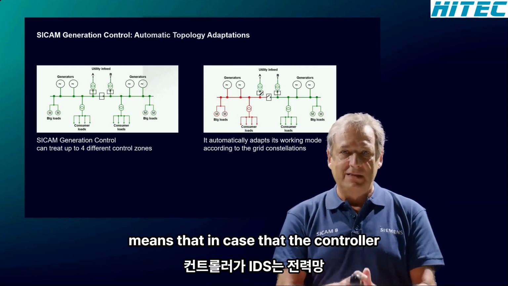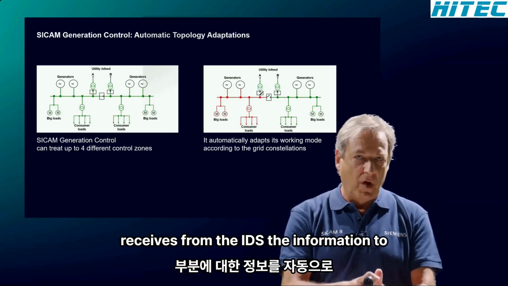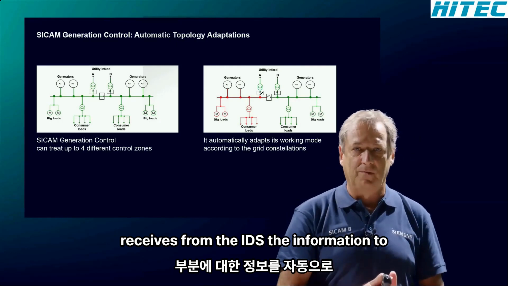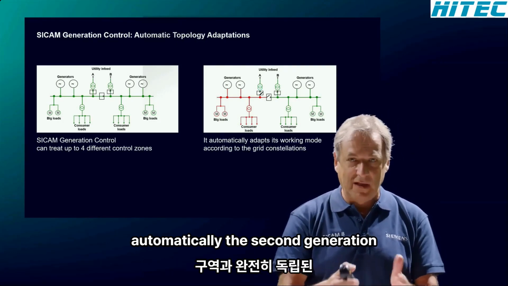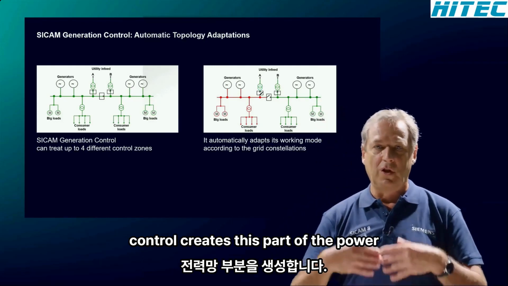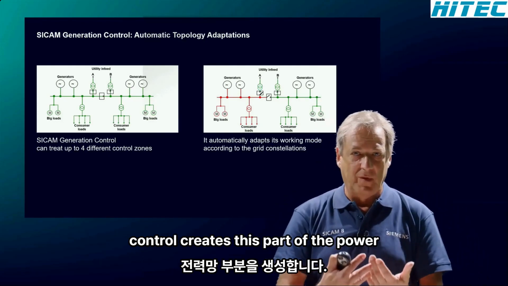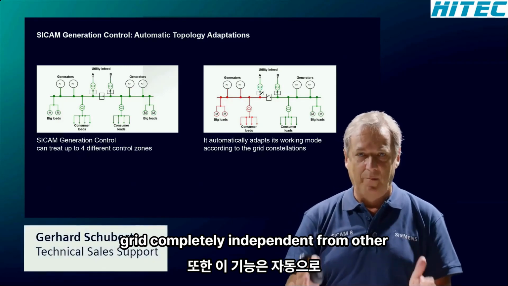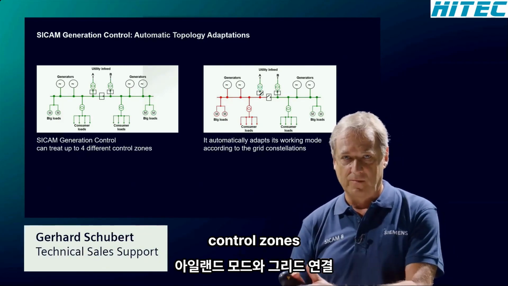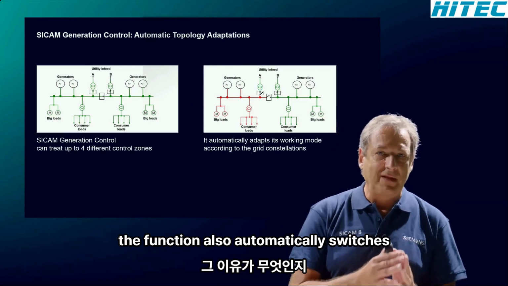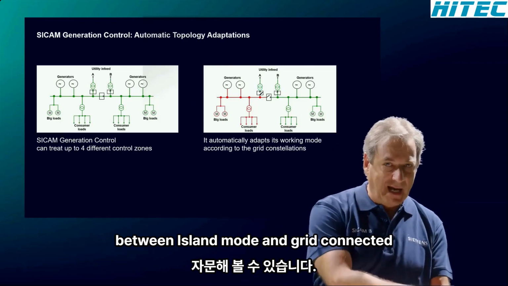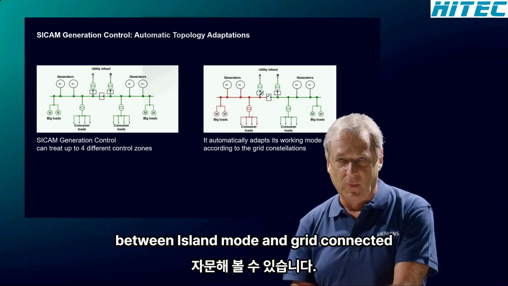This means that in case the controller receives from the IEDs the information that a part of the power grid is separated, automatically the SICAM generation control treats this part of the power grid completely independent from other control zones. In addition, the function also automatically switches between island mode and grid-connected mode.